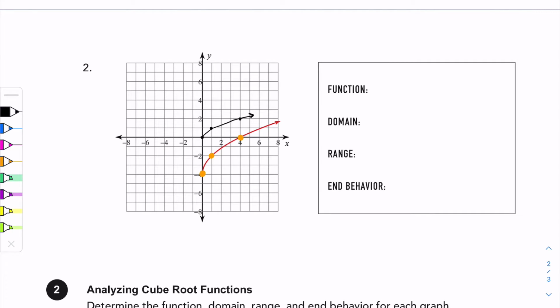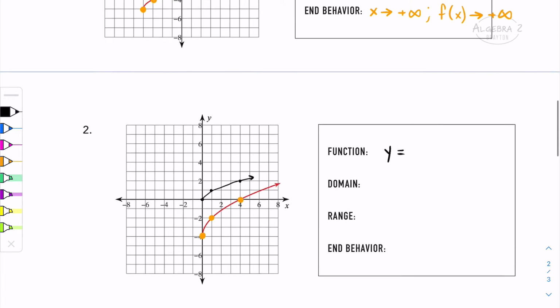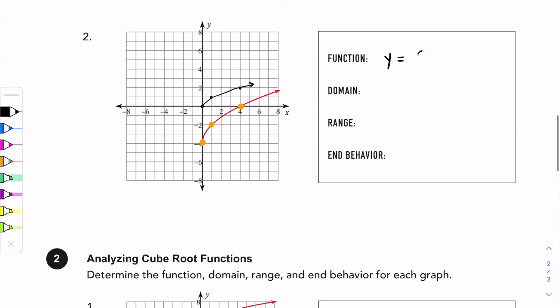So I'm going to say that the parent function is the square root of x, oops, forgot the multiplier, 2 times the square root of x. This graph does not shift left or right, but it moves down 4 units, so 2 times the square root of x minus 4.